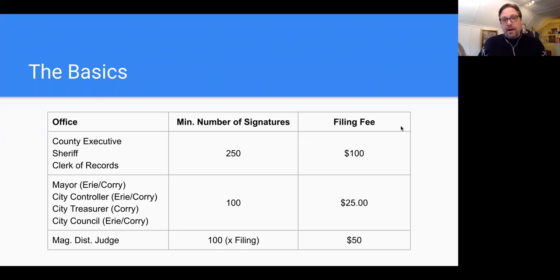That $100 filing fee needs to be submitted in either a personal check, a check from your campaign committee, should you choose to create one, or by money order. You cannot submit cash for your filing fee for any of these offices.